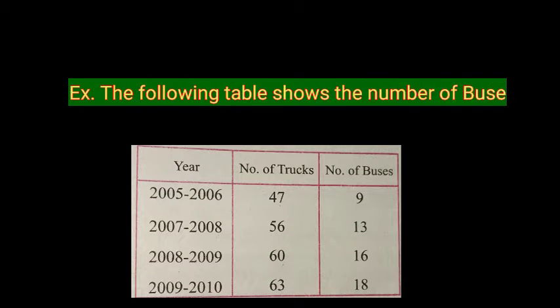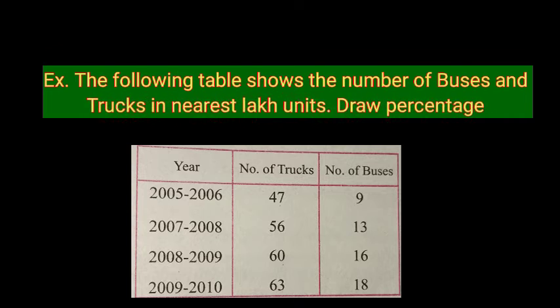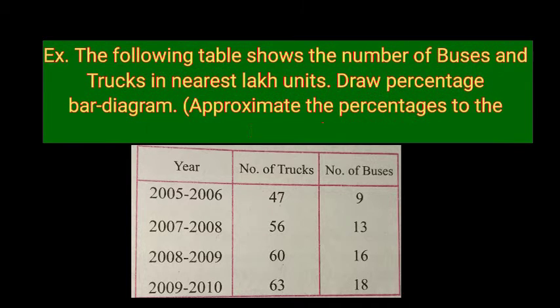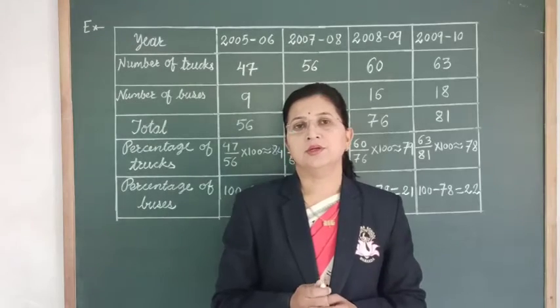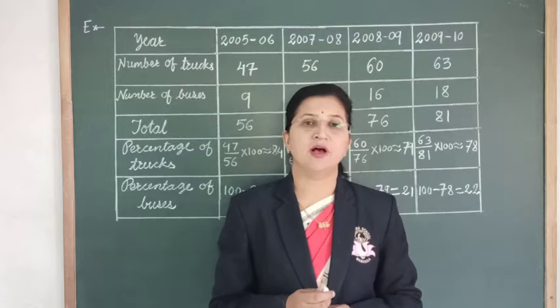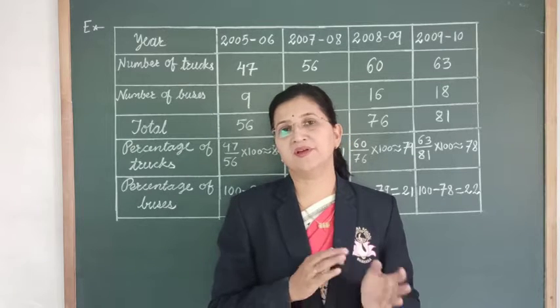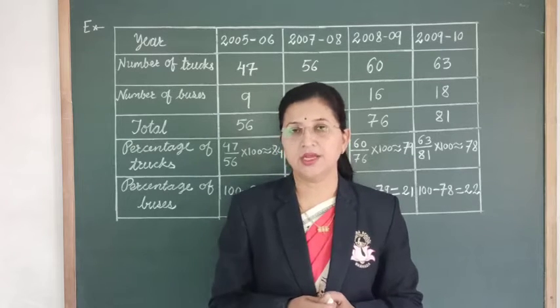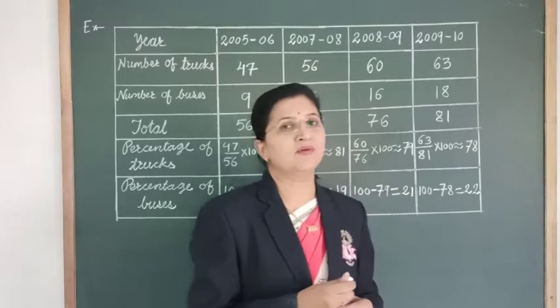The question is, the following table shows the number of buses and trucks in nearest lakh units. Draw a percentage bar diagram. Approximate the percentage to the nearest integer. Dear students, to draw the percentage bar diagram, first of all, we have to convert the given values into percentages. Okay, so let's see how to convert that.